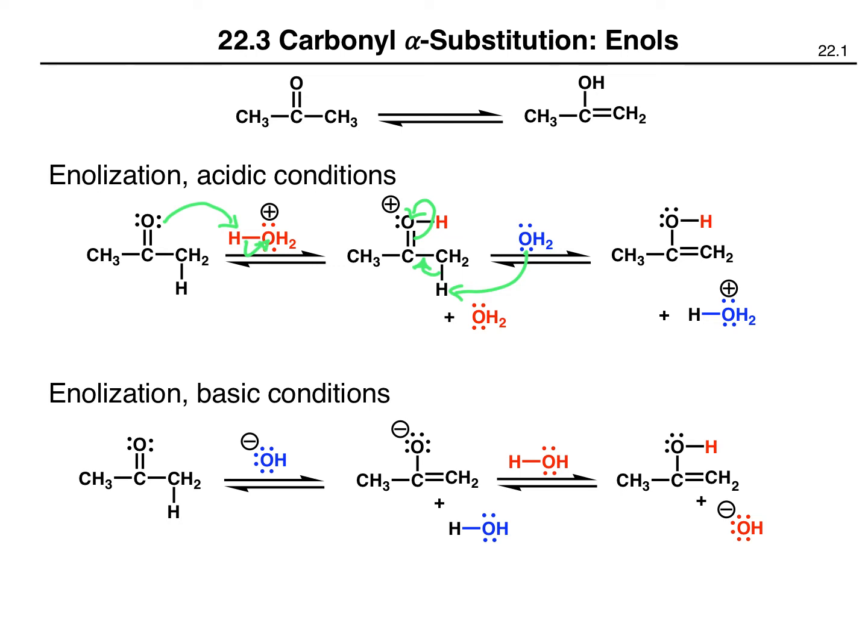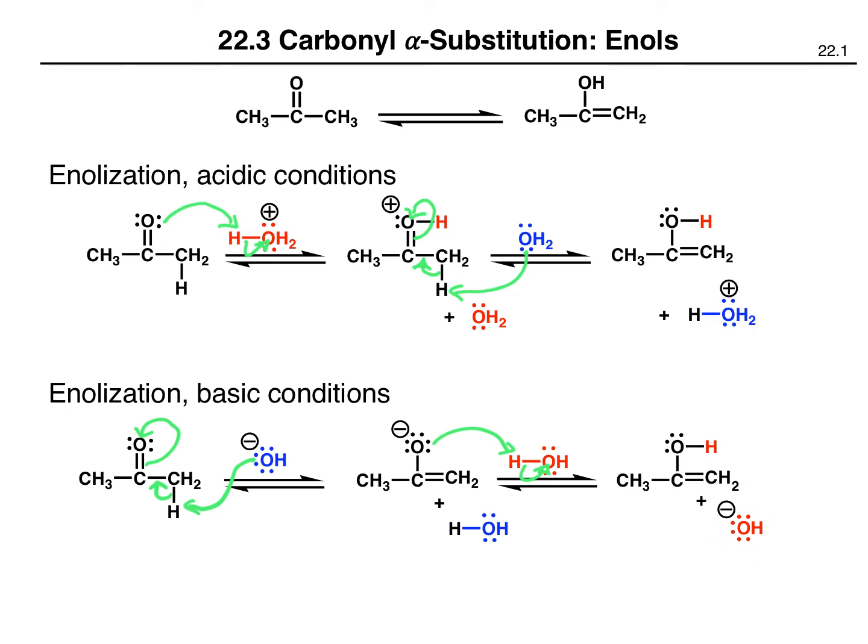If we look at enolization under basic conditions, in this case we have hydroxide, which can act as a base, grab off this proton, allowing these electrons to fold in here and form the double bond, pushing these electrons onto the oxygen, giving us this enolate intermediate. And we also made some water. Now the enolate can grab off a proton from water, putting these electrons back here, and we now have our enol. Plus, we made some hydroxide.